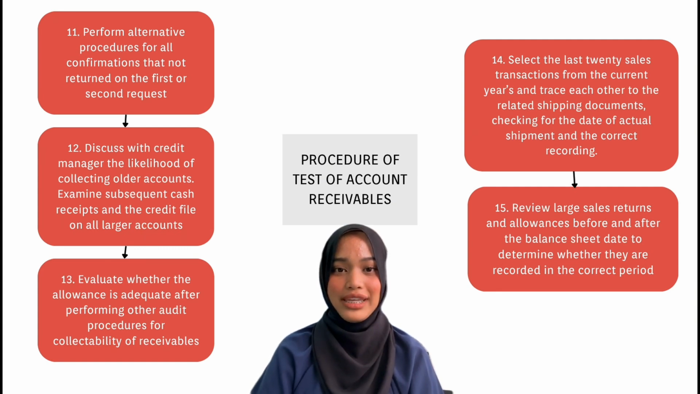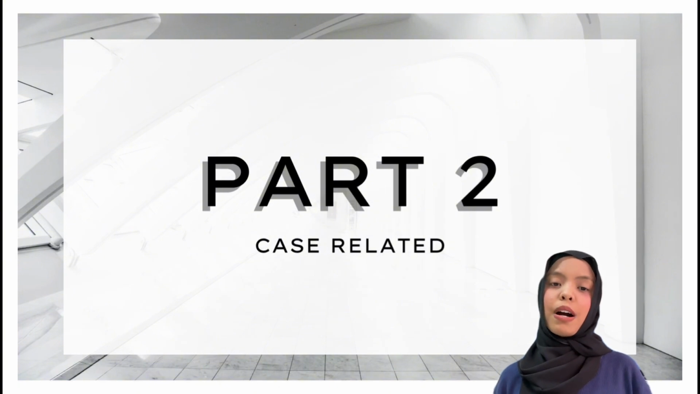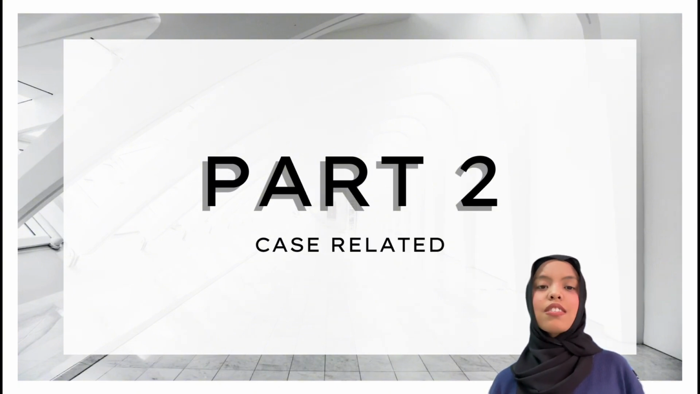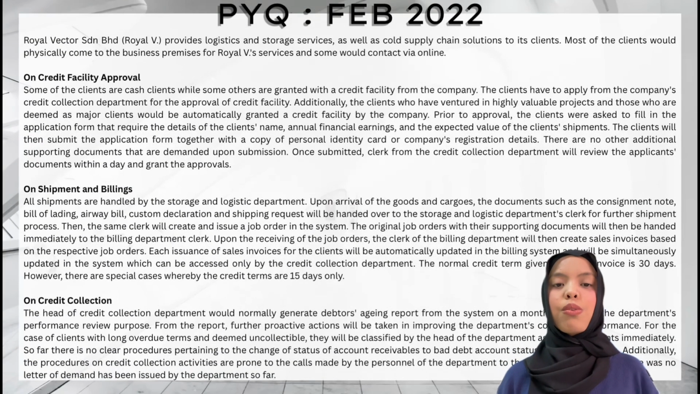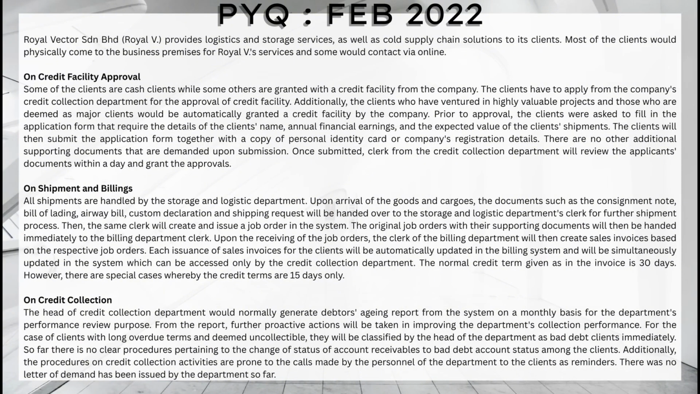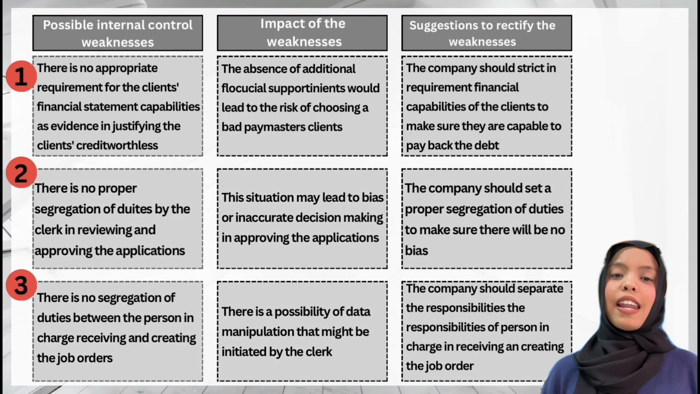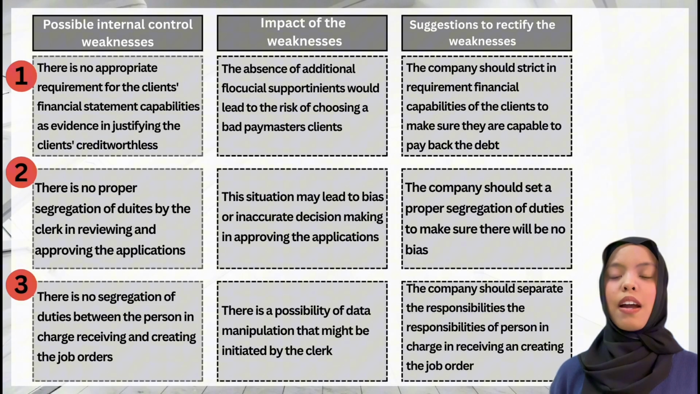correct period recording. For part B, we are required to discuss a case relating to the sales and collection cycles from past year questions. Here is the extract question from February 2022, question 5B. We can identify 5 possible internal control weaknesses from the company.